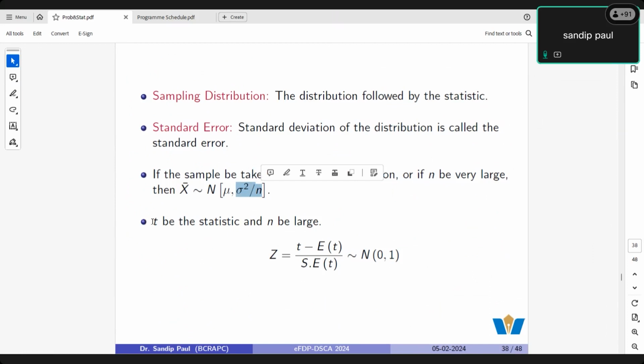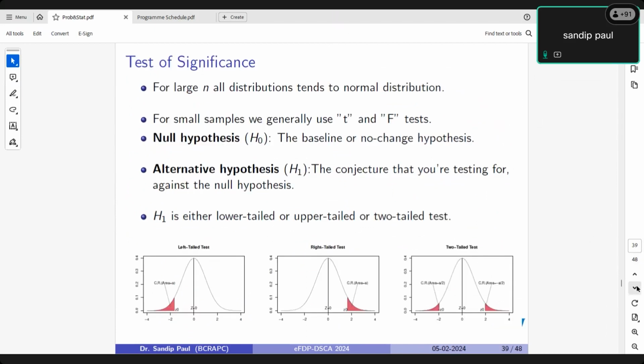So the statistic on the basis of this distribution can be calculated by t minus expected value of t, where the expected value of t means the value obtained from the sample, t is the value from the population, divided by the standard error of that variable. This statistic will follow the normal distribution with mean 0 and variance 1, or the standard normal distribution.